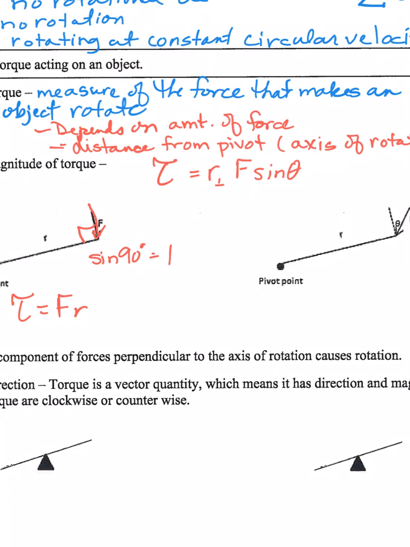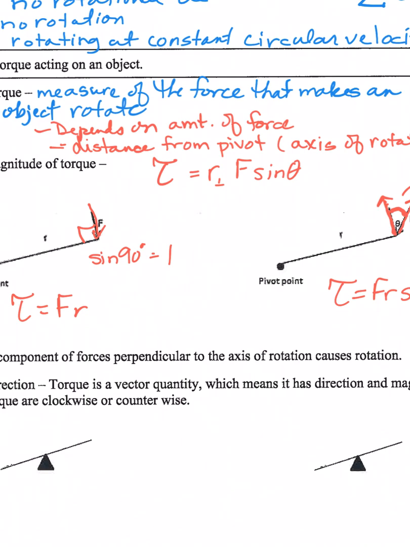If it is more than 90 or less than 90 degrees, then we have to figure out what the angle is from 90 degrees. Notice that this becomes FR sine theta, but notice where theta is. Theta is the amount of degrees between 90 degrees and where the force actually is. So it's not this entire angle from R all the way around, it's just how far it is from the perpendicular, from 90 degrees to wherever the force is going. That's what theta is.